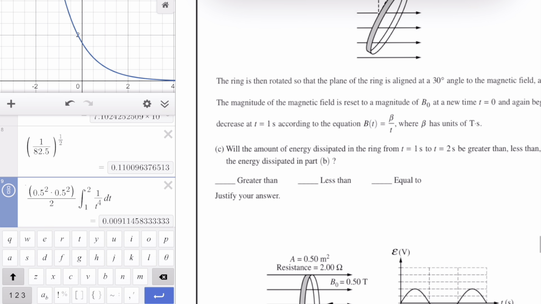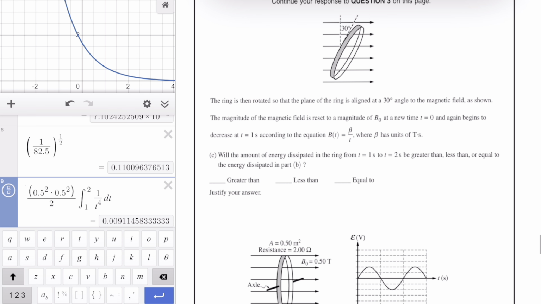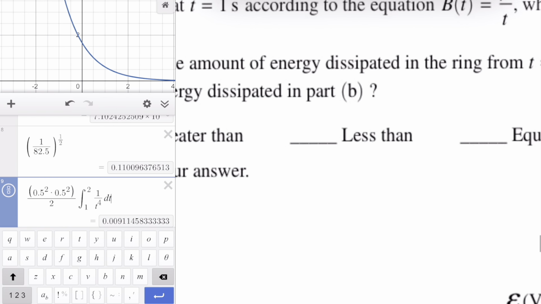So the ring is then rotated so that the plane is aligned at a 30-degree angle in the magnetic field. As shown, the magnetic field is reset to a magnitude B naught at a new time t equals 0, and again begins to decrease according to this equation. And now they're going to ask us, will the amount of electrical energy dissipated from the ring from t equals 1 to t equals 2 be greater than, less than, or equal to the energy dissipated in part B? We're going to think, right? And we're going to say less than.